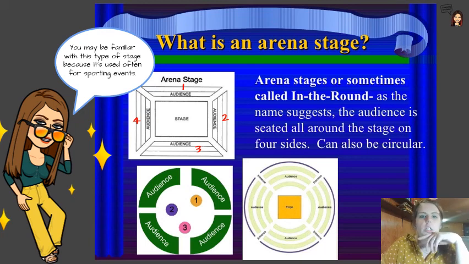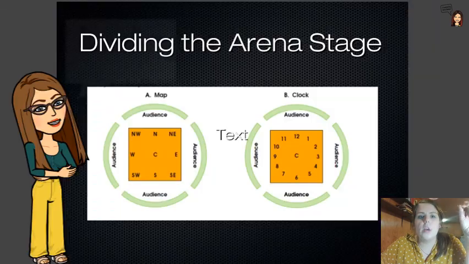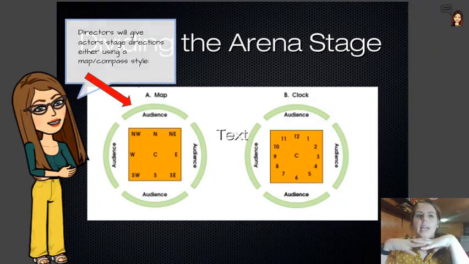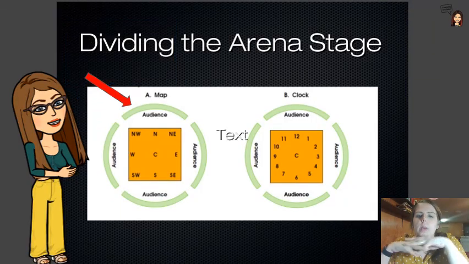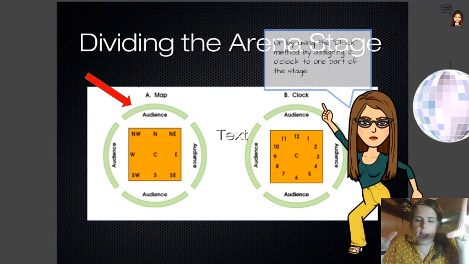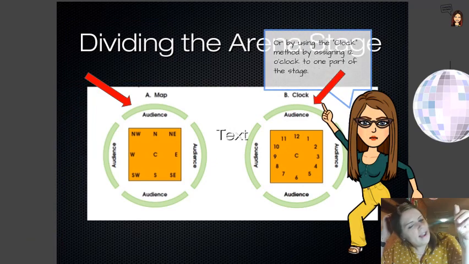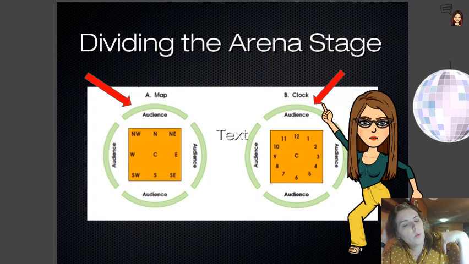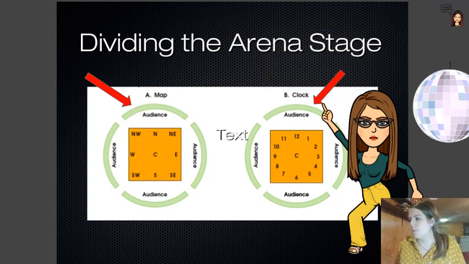So when we are trying to direct our actors in an arena stage, there's two, ignore my Bitmojis, I made these at 3 a.m. So there's two different directions that we will give our actors. We'll give them the stage directions either from a map perspective or from a clock perspective. It really just depends on who we're working with.